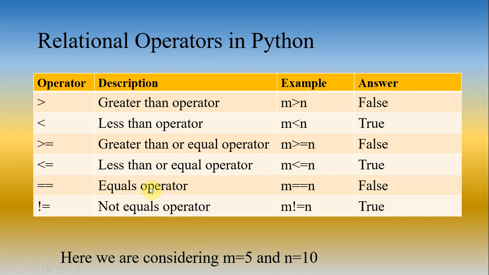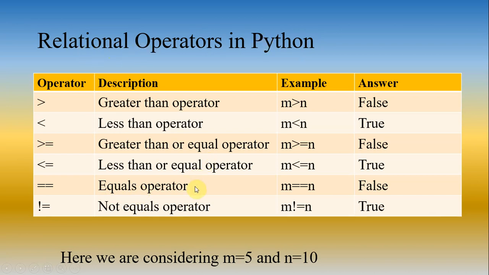The next is the equals operator. Remember that here there are 2 equals. Whenever there is a single equal to sign, it is an assignment operator, which we have seen in our previous video. But since here there are 2 equal to signs, it is known as an equals operator and it comes under relational operators in Python.